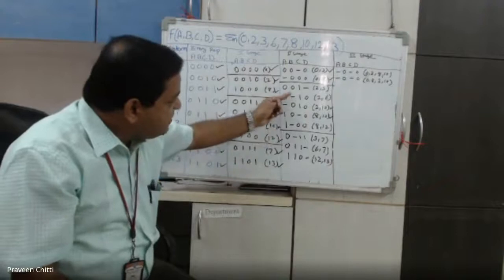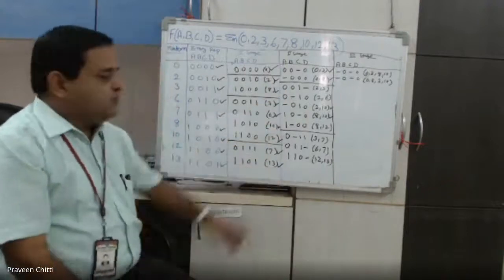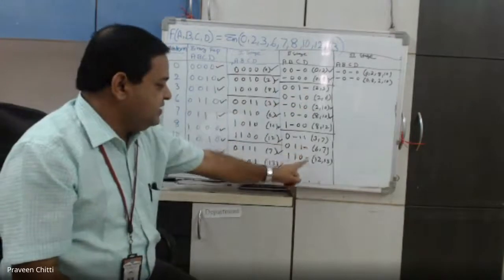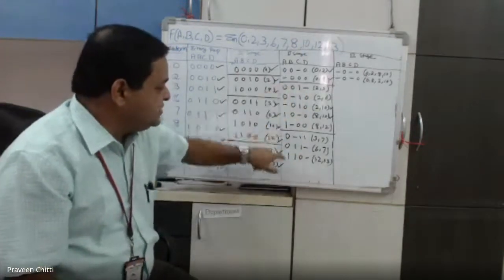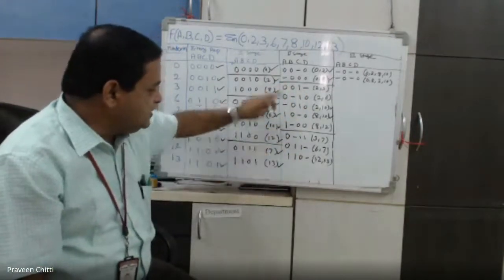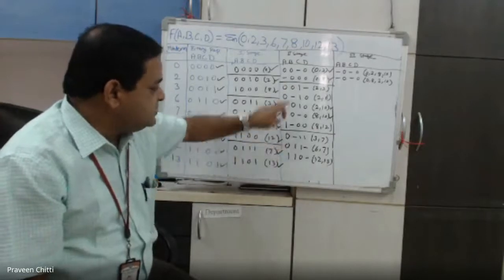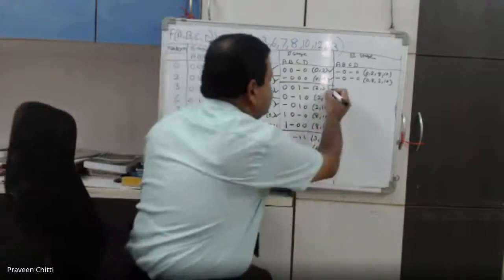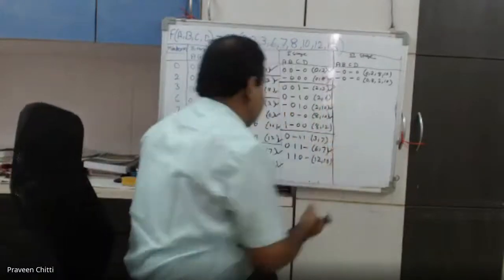Now check the comparison of this and this. When you are doing the comparison of this and this, check this now. Dash is here, dash is there. Check whether we can club this. It is not possible with the other one. So 0 and 0 same. 0 and 1 different. 1 and 1 same. So 2, 3 and 6, 7 can be combined.